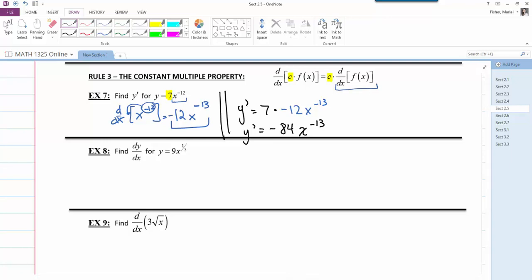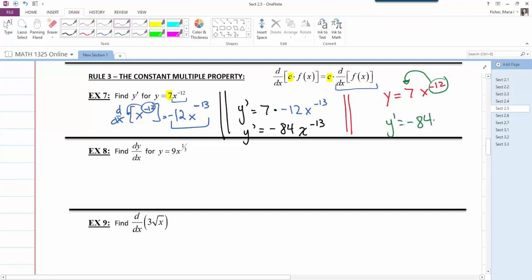So the shortcut, because we don't want to do all this. It's a lot of work, right? So what you always do, if you've got a constant multiple, so again, I'm just going to write it over here. We have y is equal to 7x to the negative 12th. You take this number here, and you always multiply it to your constant multiple. So 7 times negative 12 is negative 84x. Raise it to 1 less. Negative 12 minus 1 is negative 13. Notice we get the same answer, just less work.